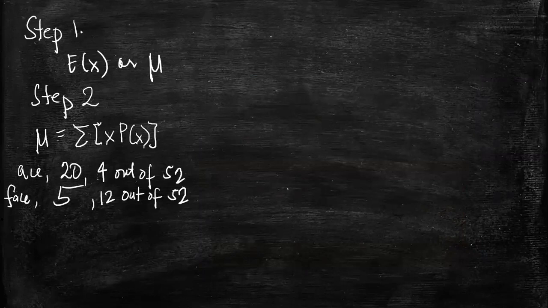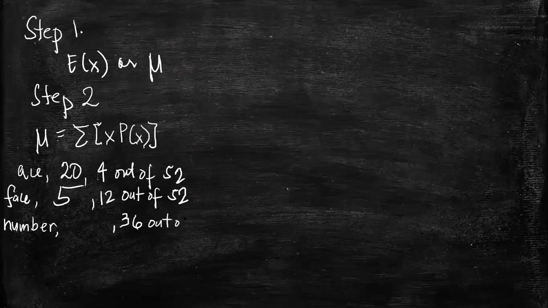Ngayon, class, number card naman. Ilang number cards? Ano yung probability na number cards ang mabunot? So, kung meron tayong 4, 12, meron tayong ilang matira? 36, tama? 36 out of 52. Kasi 4 plus 12, 16. 52 minus 16, 36.